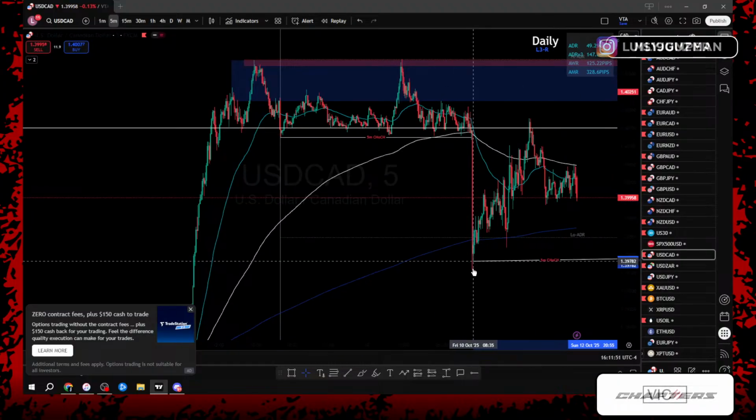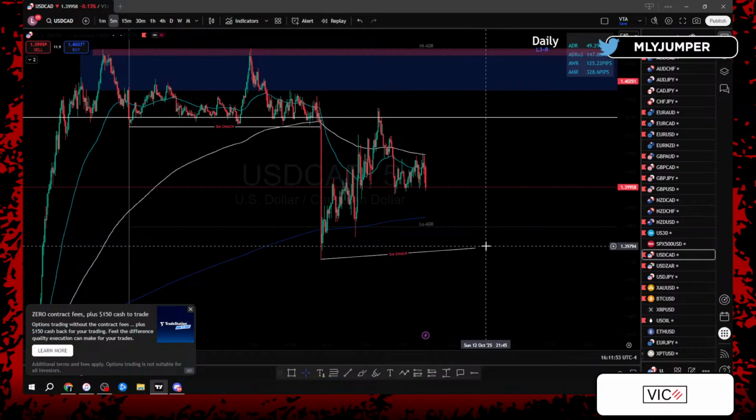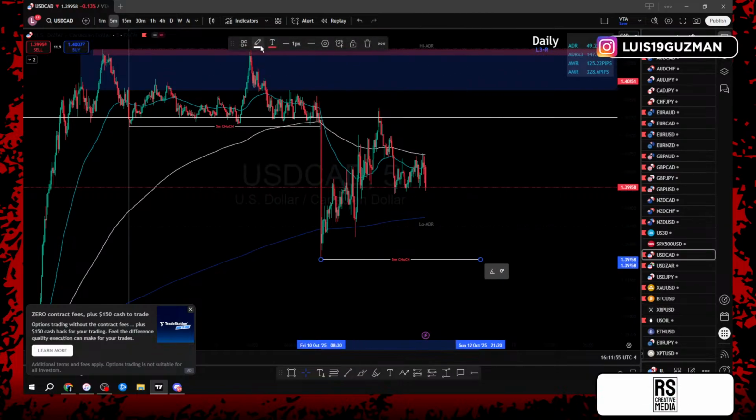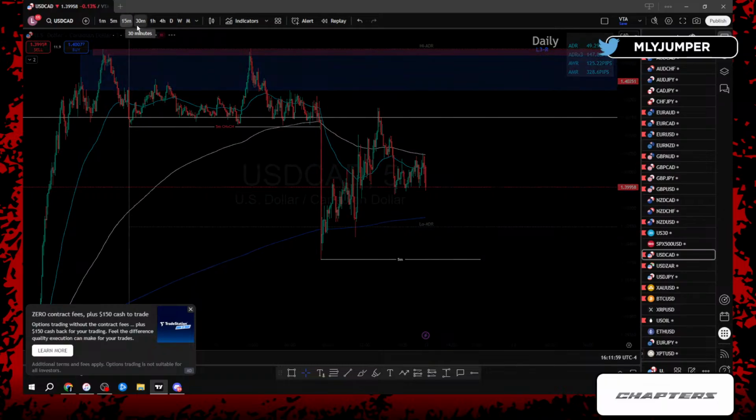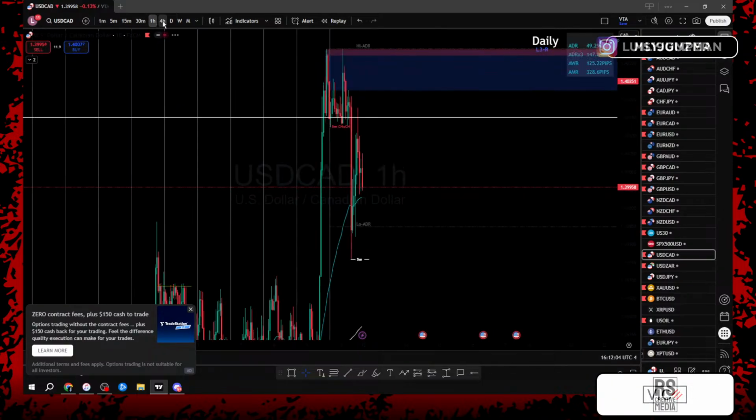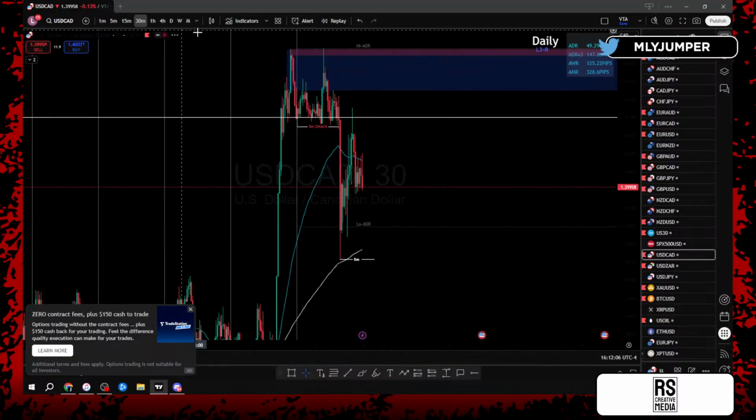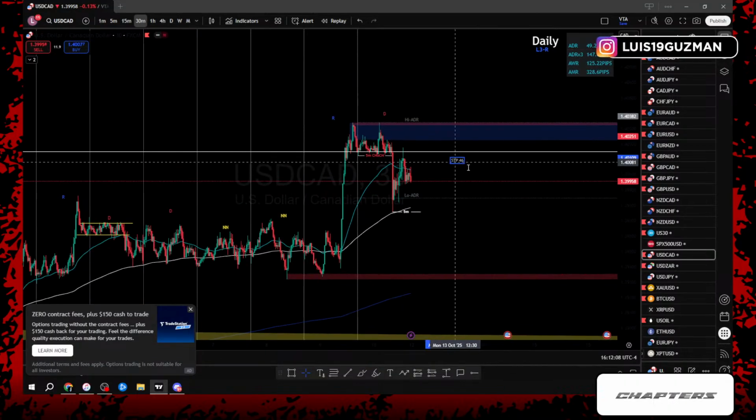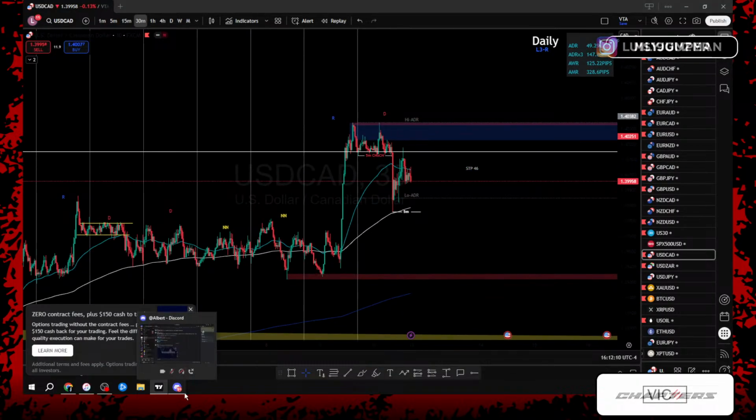So if we could get price to give us a break of these lows, this is where I'll start looking to take these trades back down to the bottom of the zone of consolidation for USDCAD. So this is looking good. USDCAD is looking good. Let's put this one on our watch list for the week as well.